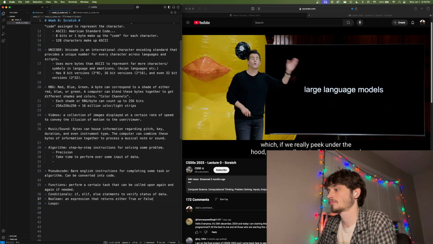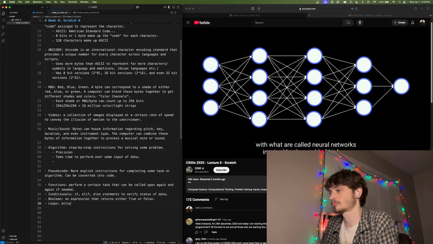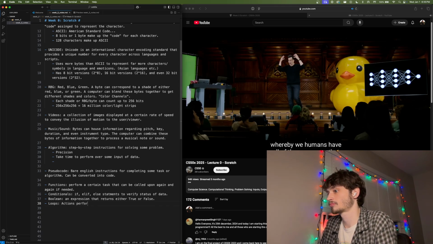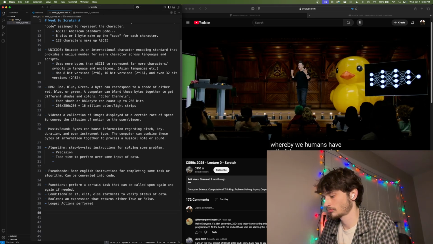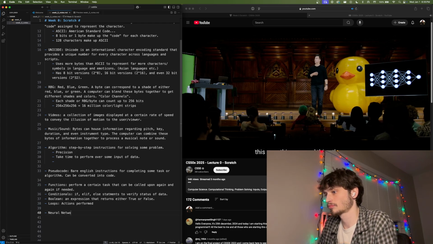language models, which if we really peek under the hood, are actually typically implemented with what are called neural networks, inspired by the world of biology, whereby we humans have all of these neurons that transmit electrical signals such that my brain tells my hand to move this way, and this other way.